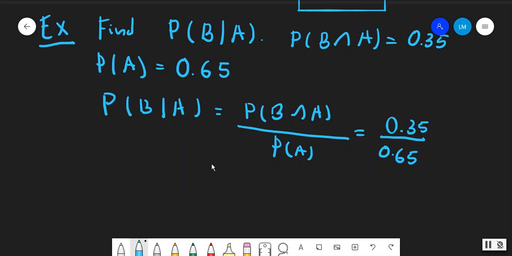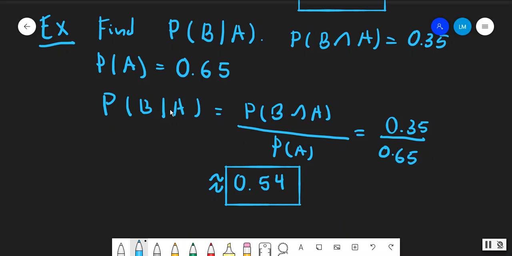So you just have 0.35 divided by 0.65, and roughly that's going to give you 0.54. Okay, so 0.54 would be the answer to that.